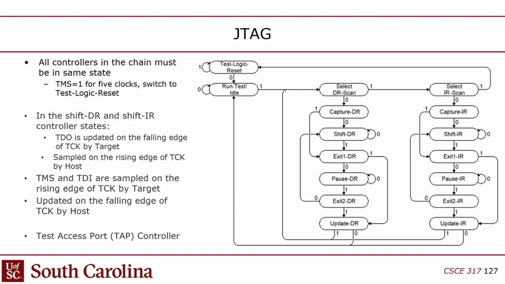Now, why do they do it that way? I don't know. I know that there's other functionality in each of these states, but the shift DR and shift IR are the main two states. There's other stuff that happens in these other states that's more obscure. But the point is that this is the way that you get addresses and data into this thing, through the TMS.